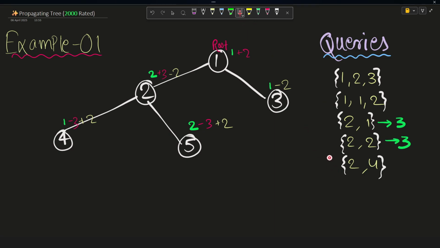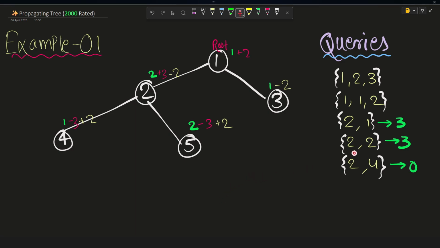And now if I discuss the last query of this input, it is 2 comma 4. That is, we have to find and print the value of the fourth node. So in this tree, where is the fourth node located? The fourth node is located here, right? And what is the value of the fourth node here? It is 1 minus 3 plus 2, which is equal to minus 2 plus 2, that is 0. So the output for this query should be 0.